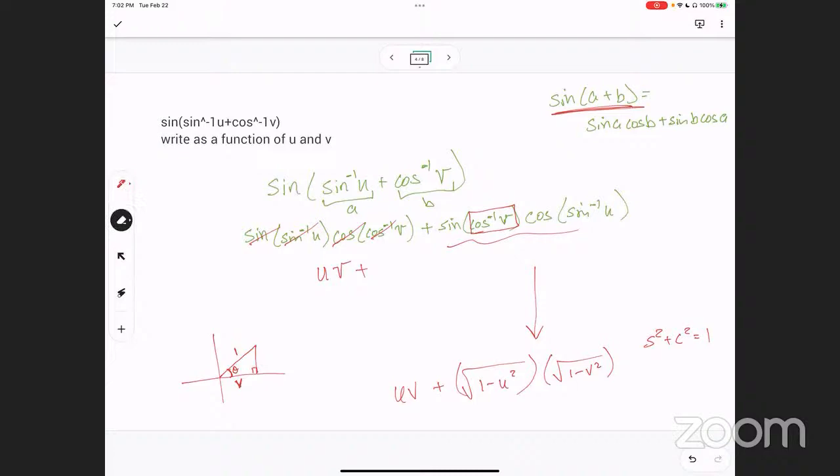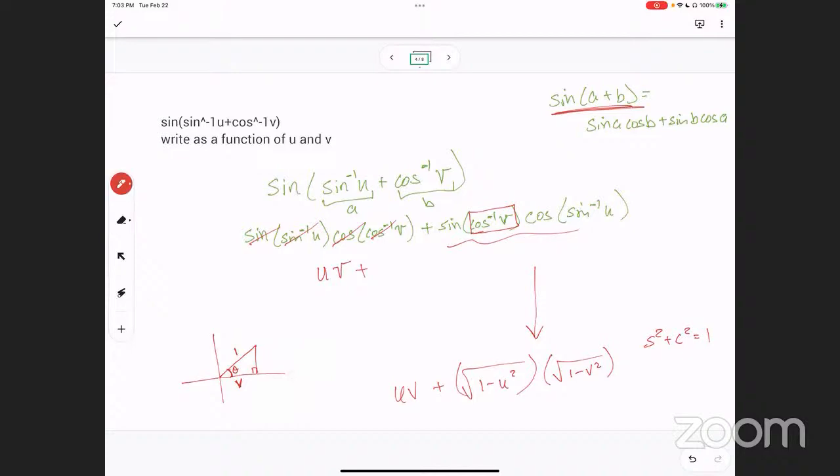So look over at my picture. Here's what you've got. This is for this picture right here. I'm going to draw my angle here, and I know that the cosine is V. So what is this side over here equal to? It's going to be equal to the square root of 1 minus V squared. Oh, okay, that makes sense.